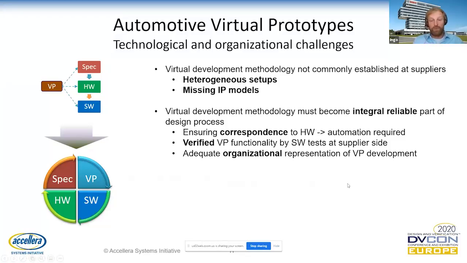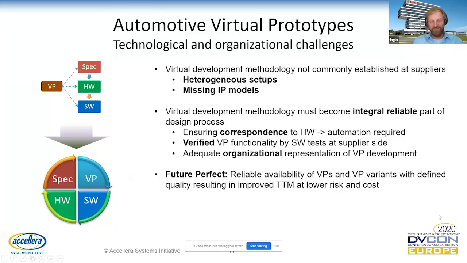So our future perfect picture is we want to rely on virtual prototypes like we did in the past, also in the future. But we see that we can only rely on these virtual prototypes when we can rely on the variants that need to be delivered down the line in the later design phases, so in the post-silicon phase. And the steps I mentioned before, if they are implemented, then we can rely on a defined quality, resulting in an improved time to market at a lower risk and a lower cost. Otherwise, we burn, let's say, the advantages we gained before, we burn in delays and manual work.